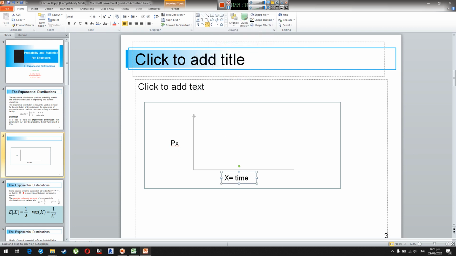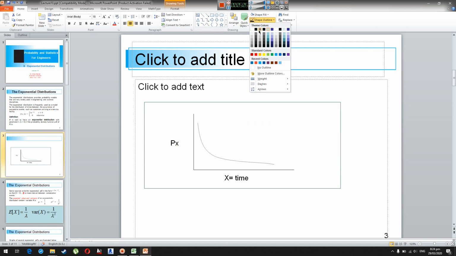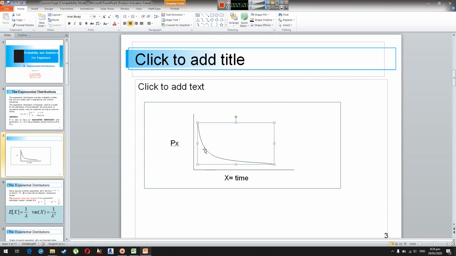Let me try again. It's not easy for me to draw a graph using these tools. It's very hard, but I'm trying to use it. So for exponential distribution, the graph will be somewhat like this. And I'm not using bars in that case.